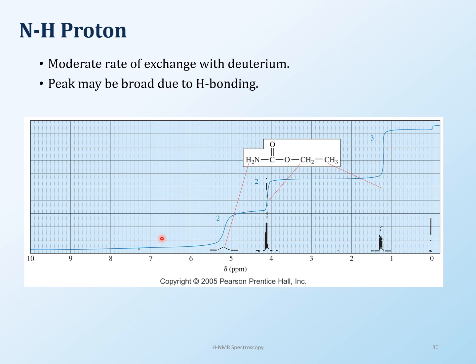Here is the nitrogen proton, like a bump over here. You can easily tell this is nitrogen, but if you're not sure, just shake it up with deuterium. If it disappears, fine, this is nitrogen then.